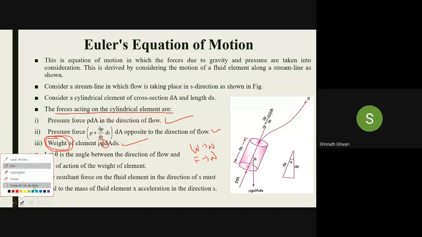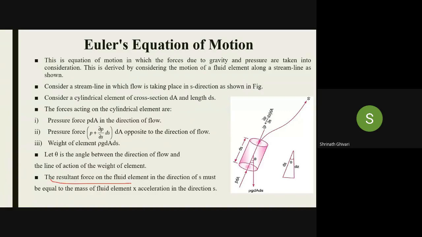So the resultant force on the fluid element in the direction of S must be equal to the mass of the fluid element into acceleration in the direction of S. The fluid is flowing in the direction of S. Previously, I told you it is flowing in the direction of X, but here clearly the fluid is flowing in the S direction as shown in the figure. This is given by Newton's second law of motion, and we have even discussed it in the equation of motion.